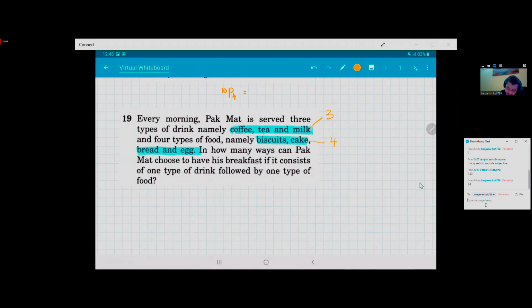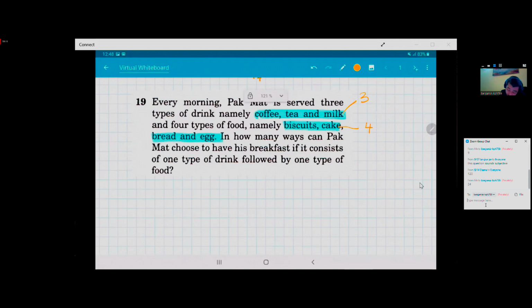So if you understand that, can you understand if I say 3P1? 3P1 maksudnya 3 different choices of drinks, but he only picks 1. And then as for the food, terdapat 4 pilihan, also pick 1. 4P1, right? And then you multiply. So equal to 12. Get it? We cannot take 3P3.